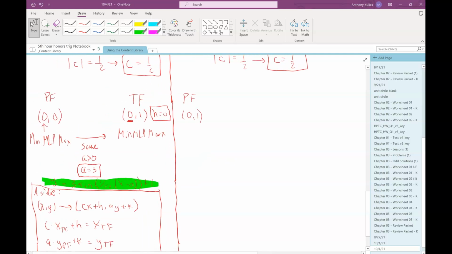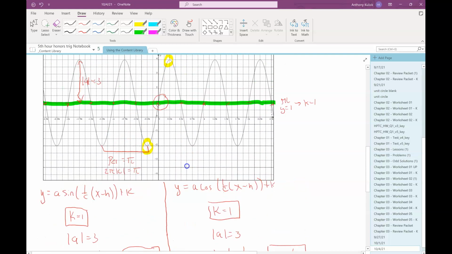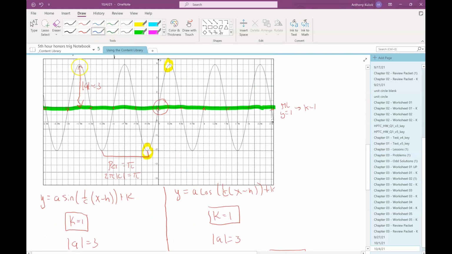So the next one, my parent function is cosine. On cosine, (0, 1) is a maximum. So in my transformed function, I'm going to pick any extreme point. Any maximum or any minimum would be okay. I have lots of them to choose from. Let's just say, for the sake of argument, I picked this one.